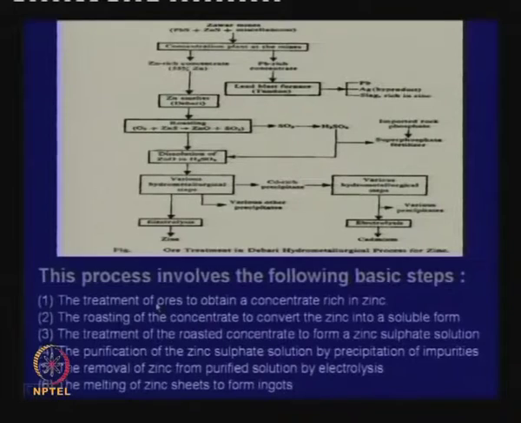The ores first produce a concentrate rich in zinc, then there is a roasting of the concentrate to convert zinc to soluble form. Then there is a zinc sulphate solution which is purified, and from that, zinc is obtained by electrolysis.